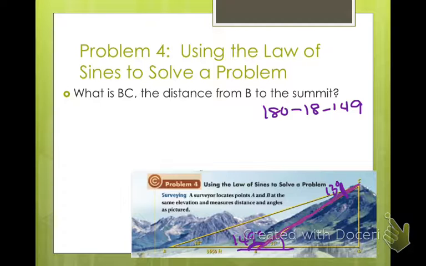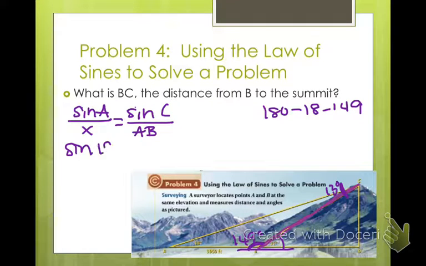Okay, so we have the sine of A, this is angle A over here, over the side that we want to know, equals the sine of C, which is that one that we just found up there, over AB, those sides there, just so you can see where I'm getting all the information from. So we get sine of 18 over x equals sine of 13 over 3,950.